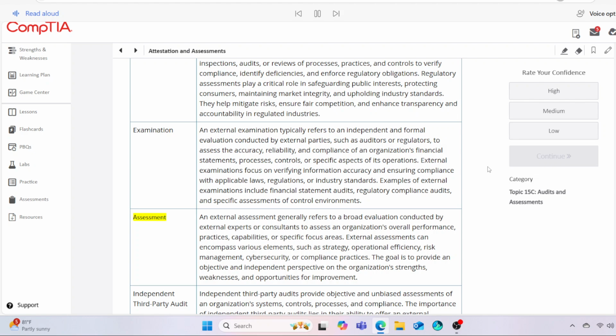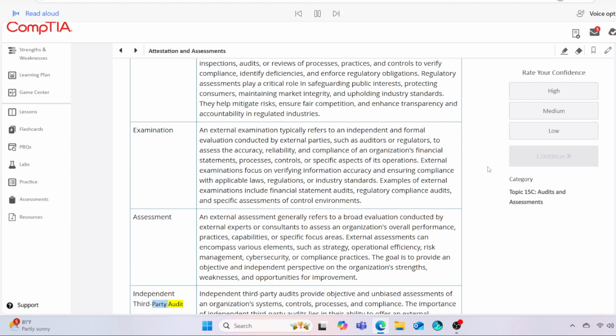Assessment. An external assessment generally refers to a broad evaluation conducted by external experts or consultants to assess an organization's overall performance, practices, capabilities, or specific focus areas. External assessments can encompass various elements, such as strategy, operational efficiency, risk management, cybersecurity, or compliance practices. The goal is to provide an objective and independent perspective on the organization's strengths, weaknesses, and opportunities for improvement.